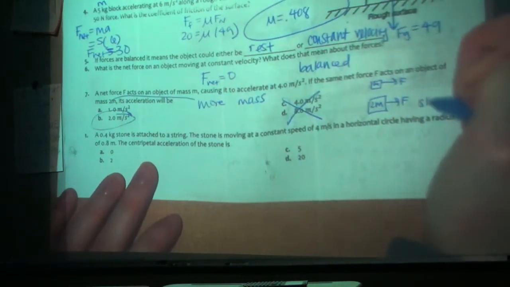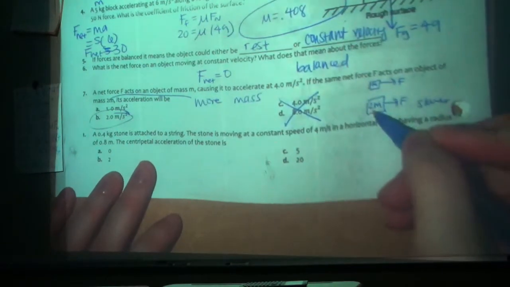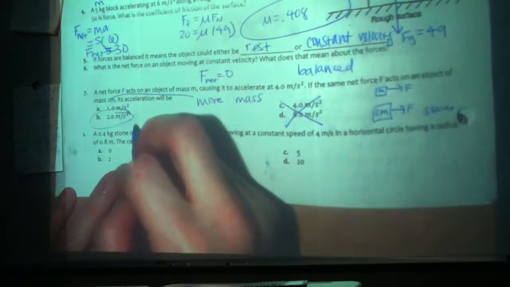So you can imagine you've got m with some force, now you've got 2m with that same force. This is definitely going to go slower because the same force on a heavier object would be slower. And it's a factor of 2, so a factor of 2 smaller.